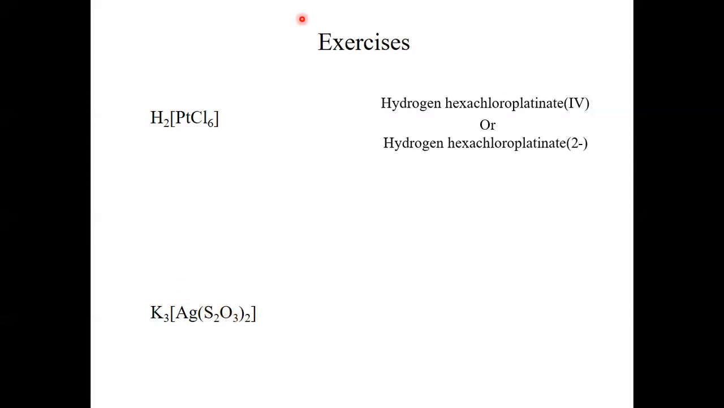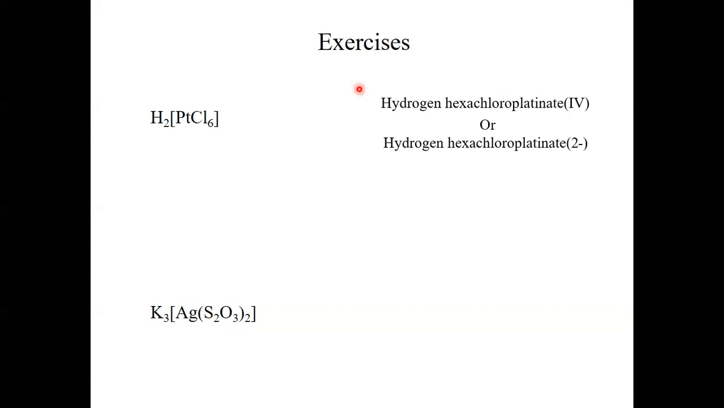Okay, I see one answer in the chat. Potassium dithiosulfate argentate 1. That's almost correct. So potassium is certainly correct. Then the prefix di is correct, but the ending of the ligand should end with an O, so it would be thiosulfato, and then we need to call it argentate, correct?